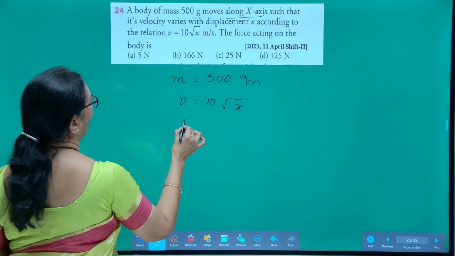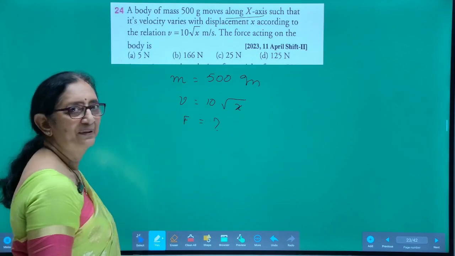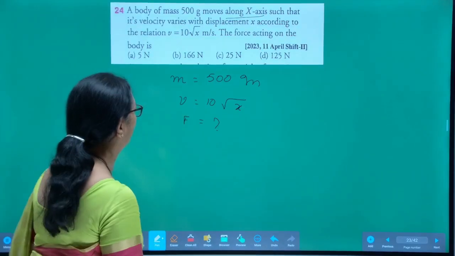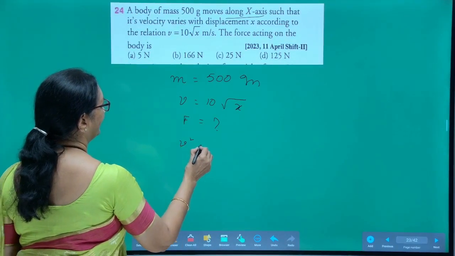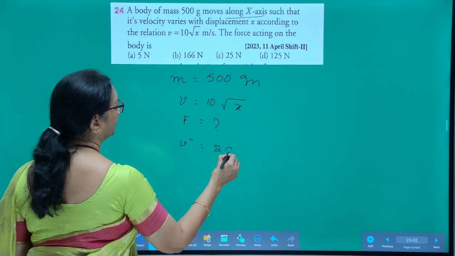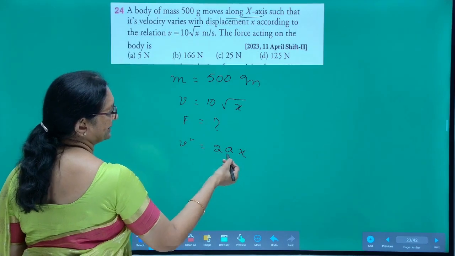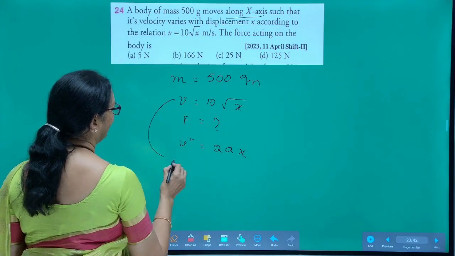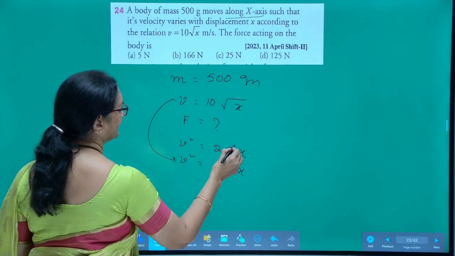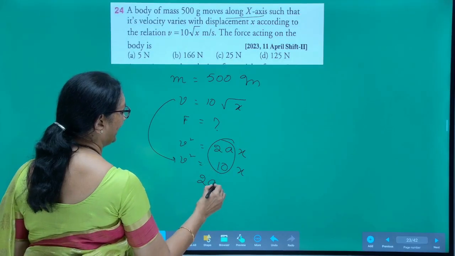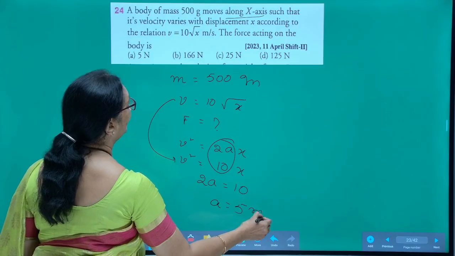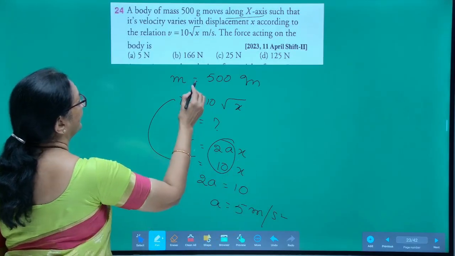Force acting on the body. See here, we have already done this problem in the previous session. Starting from rest, v square is equal to 2ax. V square minus u square is 2as. Here if you square this, v square is equal to 10x. So 2a is equal to 10, a is equal to 5 meter per second square.